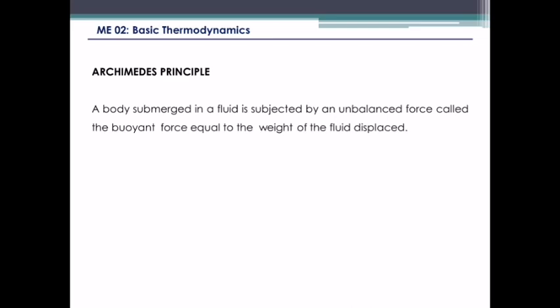We have the buoyant force. It is an upward force which is equal to the specific weight of the fluid times the volume of the fluid displaced, or volume of the fluid submerged. Vd again is the volume of the object submerged, or the volume of the fluid displaced. Okay, we have this one.